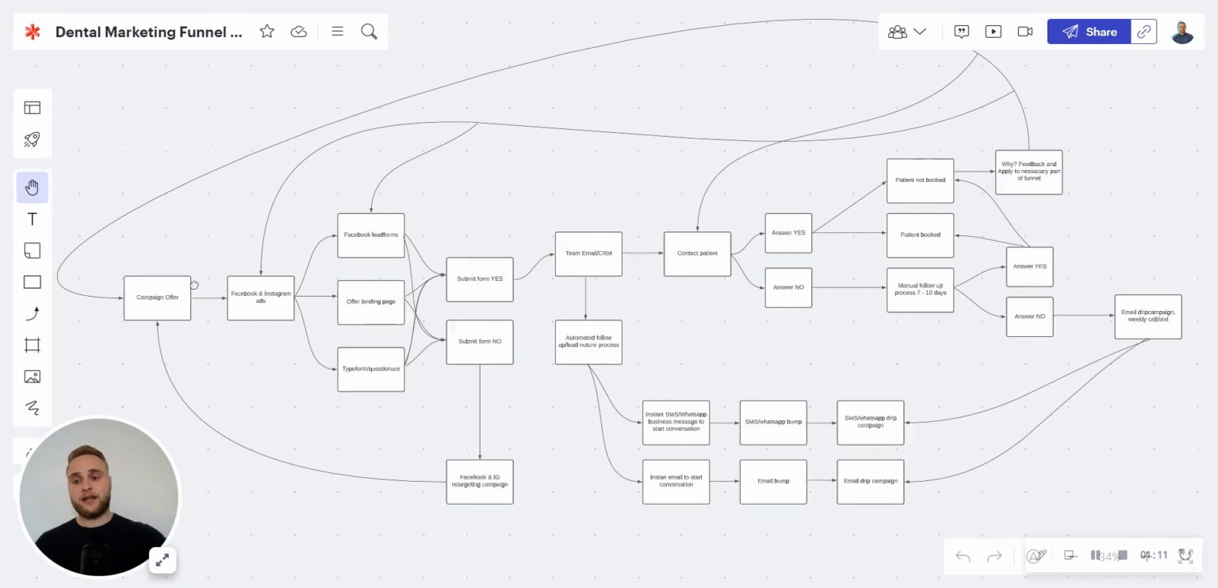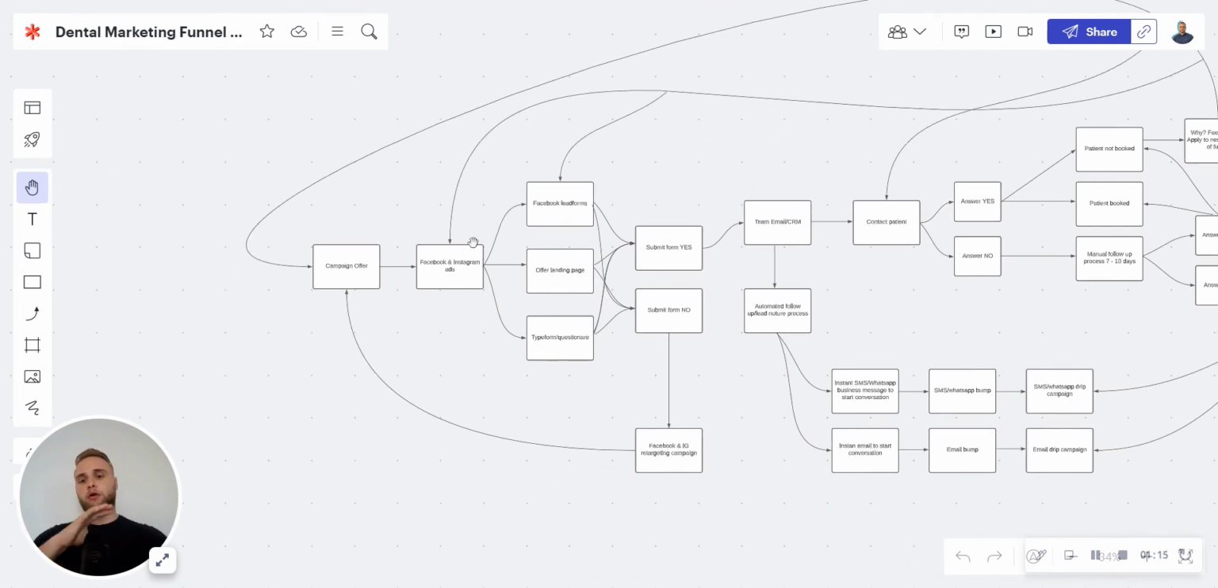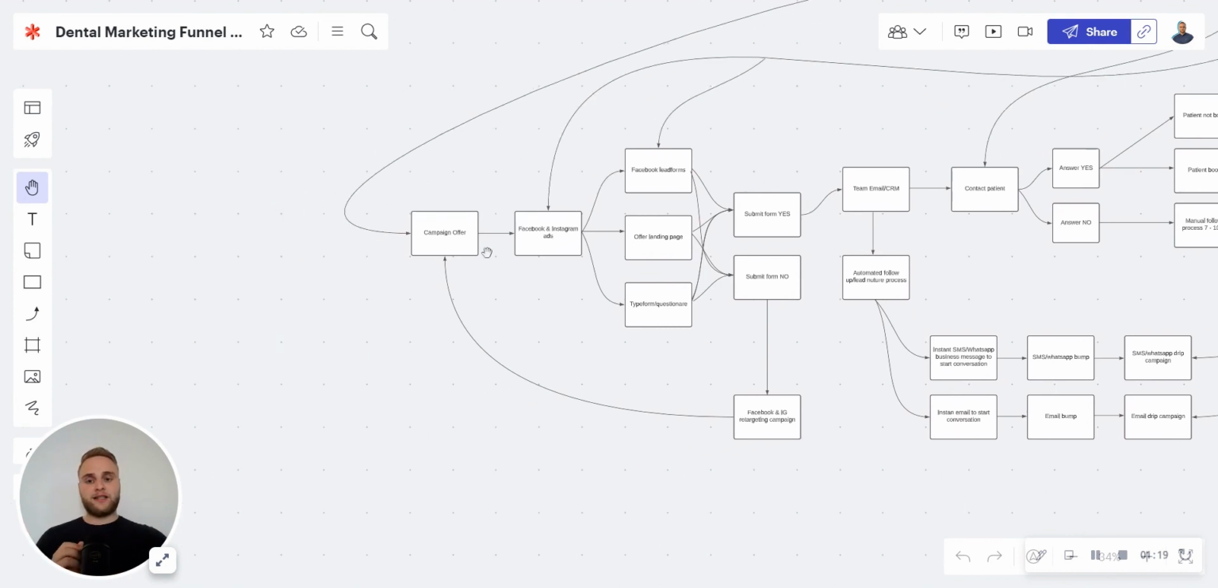So on the left-hand side here, I've mapped this out to show the whole strategy. And I'll try to make this as clear and as simple as possible. Now, the first step is to come up with an offer as to what it is you want to do. So you need to identify what treatment do you want more of. Is it Invisalign? Is it clear aligners? Is it implants? Is it bonding? Maybe it's a whole load of treatments, but you still need to section individually what treatments you want to promote, because you don't promote treatments all under the same campaign. You want to make sure all your campaigns are separate.